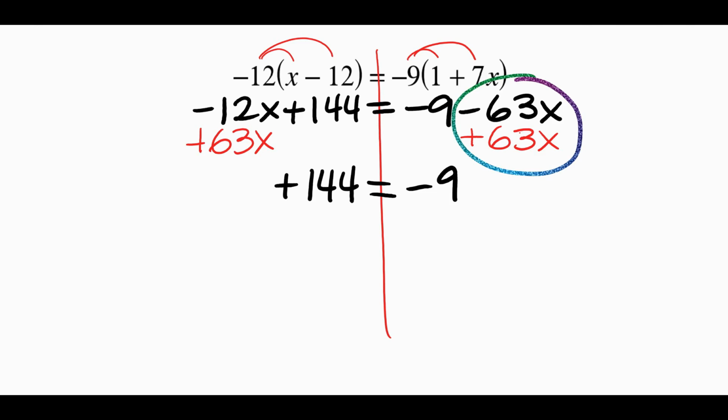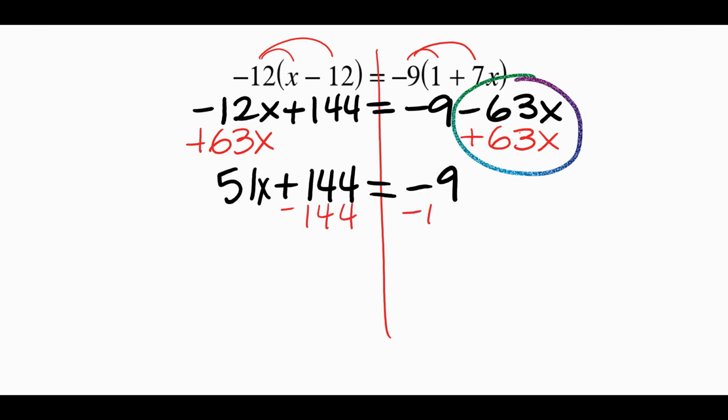So I have different signs. So I'm going to subtract and take the sign of the bigger number. So I know that my answer is going to be positive, and 63 minus 12 is 51x. So I have positive 51x. Now, before I can combine my 144 and my negative 9, I have to get them to the same sides. Right now they're on opposite sides, so I have to do the opposite, do the inverse.